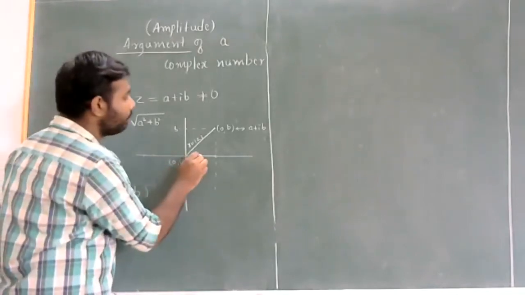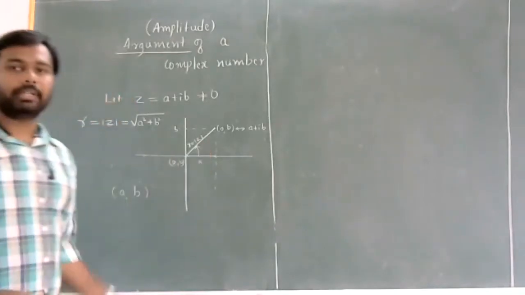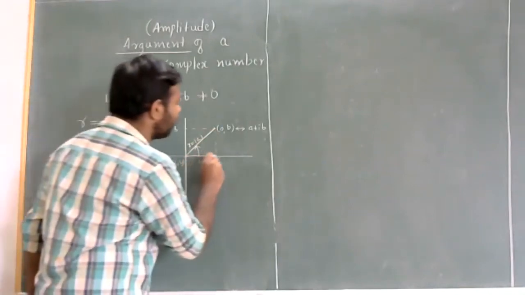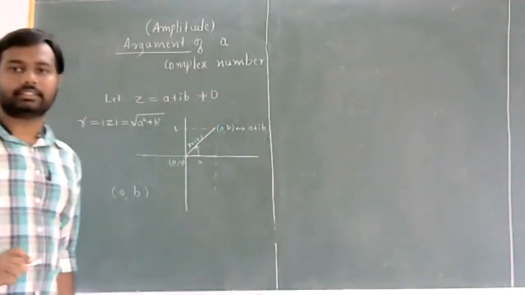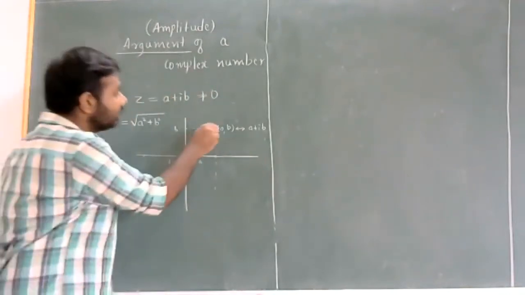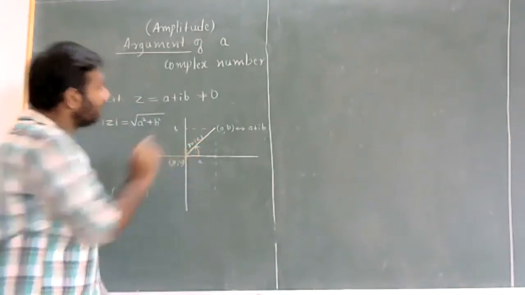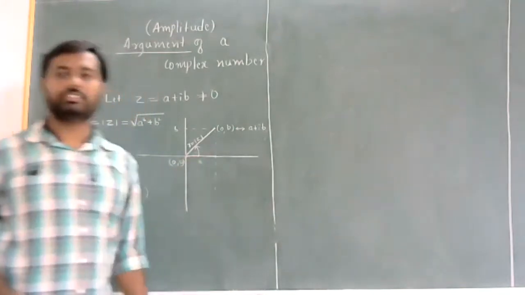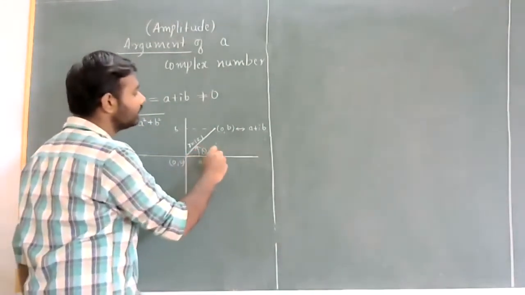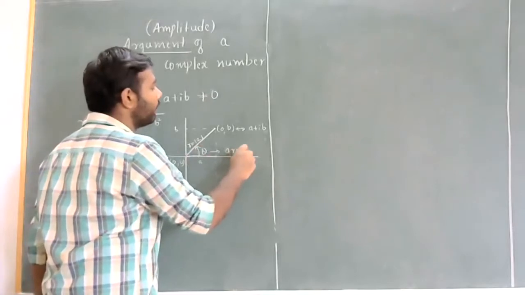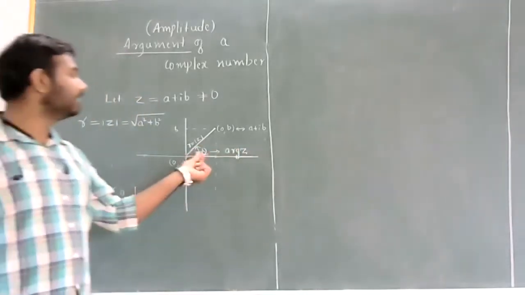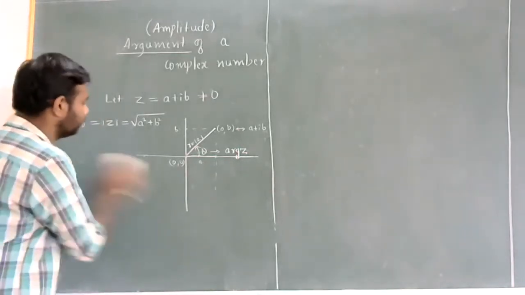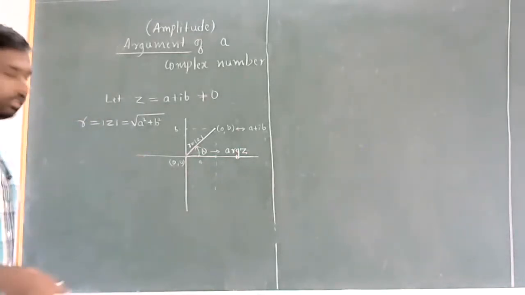Now measure the angle subtended by this line joining the point A comma B and the origin with respect to the positive real axis. That angle is nothing but the argument of Z. That angle is defined to be the argument of Z. Right?